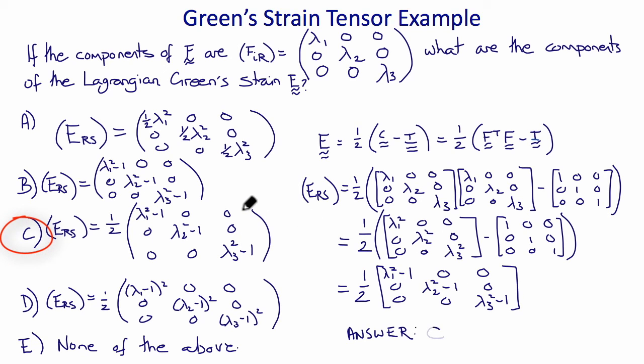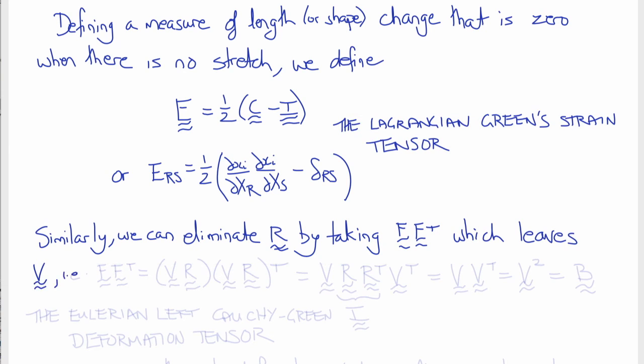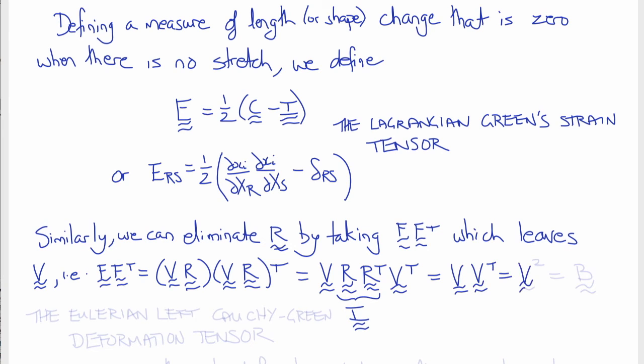So similarly, we could also eliminate R from F by taking the product F F transpose instead of F transpose F. This now, instead of leaving U, leaves V, i.e. F F transpose equals VR times VR all transposed. And that's VR times R transpose V transpose. And again, we have R transpose R in the middle, which is I, the identity tensor, which leaves us V V transpose, or since V is symmetric, leaves us V squared. And this quantity is called B, the Eulerian left Cauchy-Green deformation tensor.